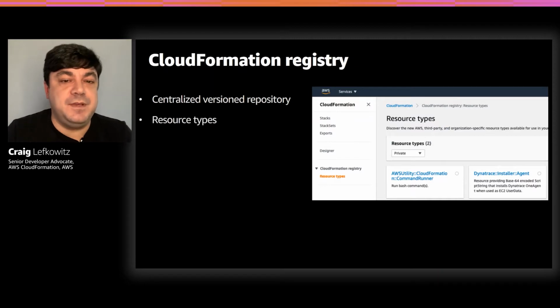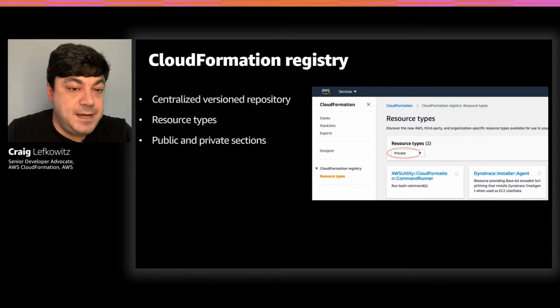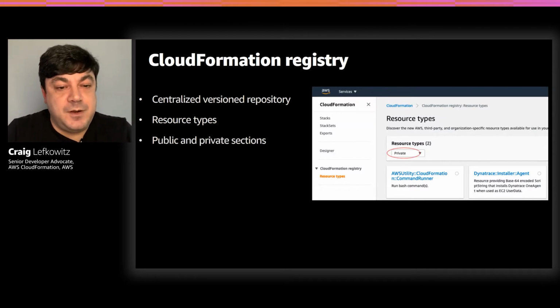So as I mentioned in the previous slide, once you author a resource type, you submit them to the CloudFormation registry. The registry is where resource types are stored, both resources that you develop, as well as the native AWS resource types. Native AWS resource types that are authored by AWS are labeled public. Resource types that you develop are labeled private.